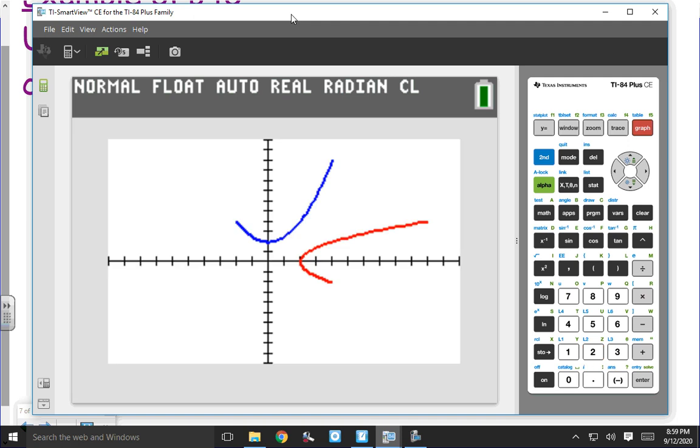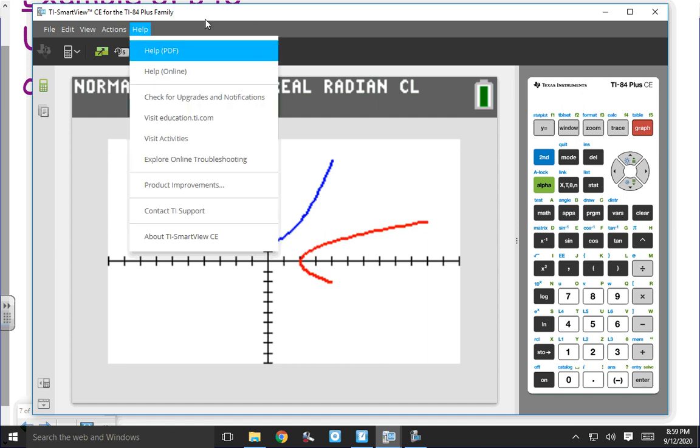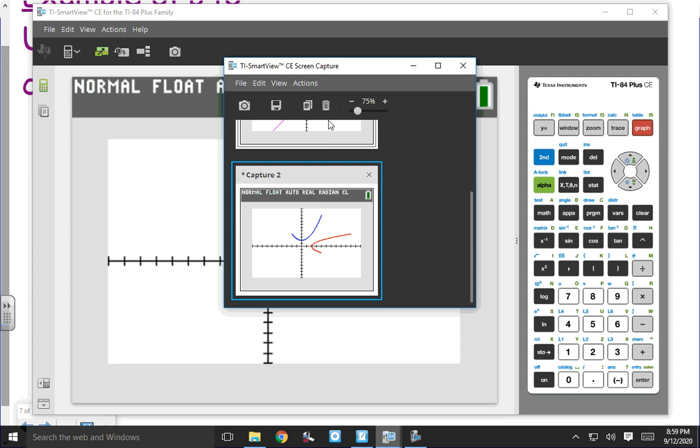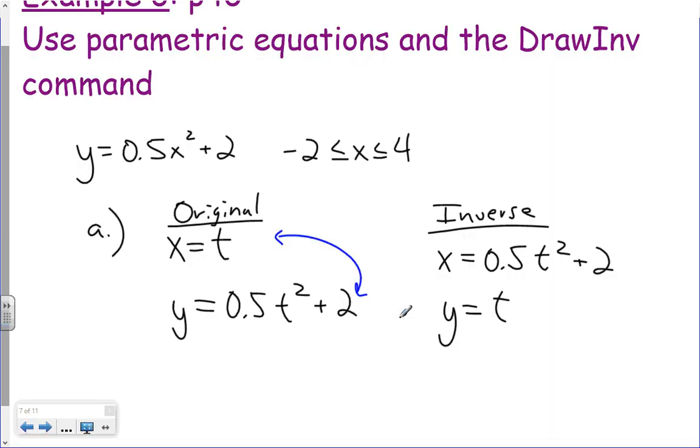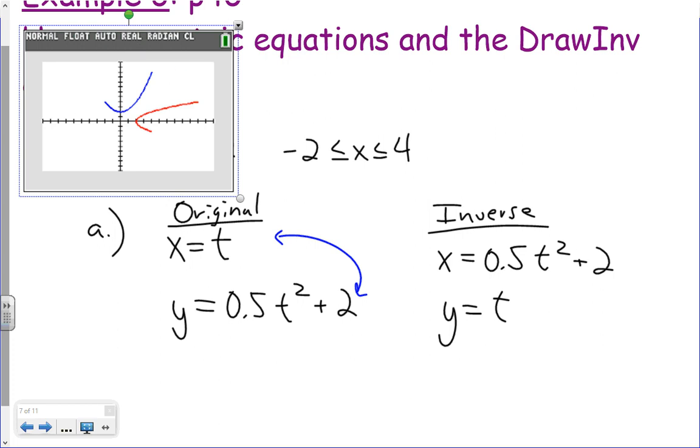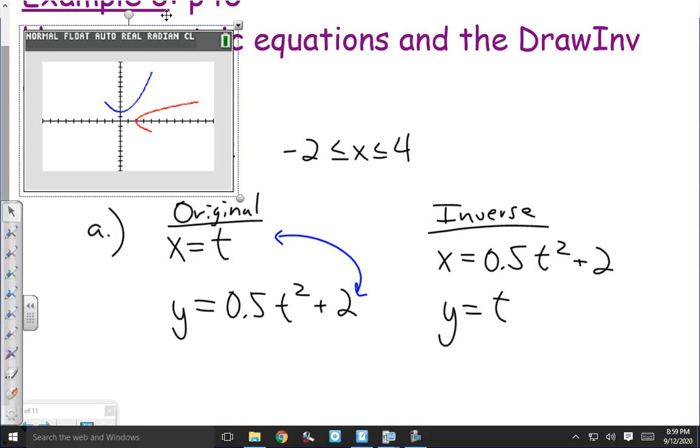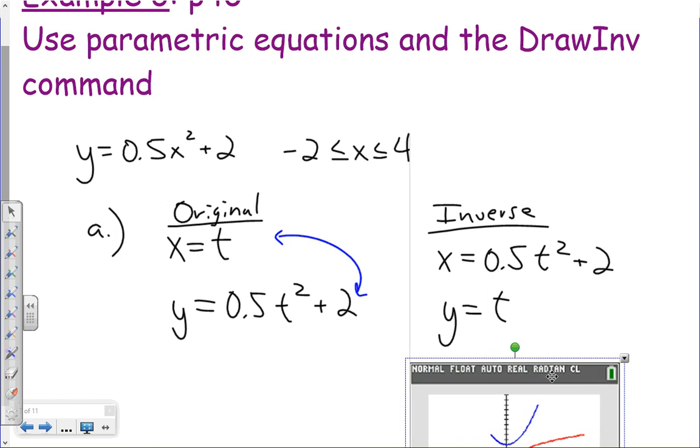If you want to put this in a square window, that way they look proportional, that's fine. But you should see that if you graph the line y equals x along with this in a square window, the blue graph would be reflected over onto the red graph there. In fact, let's grab a picture of that. We can paste it in here. Just drop them in right there.